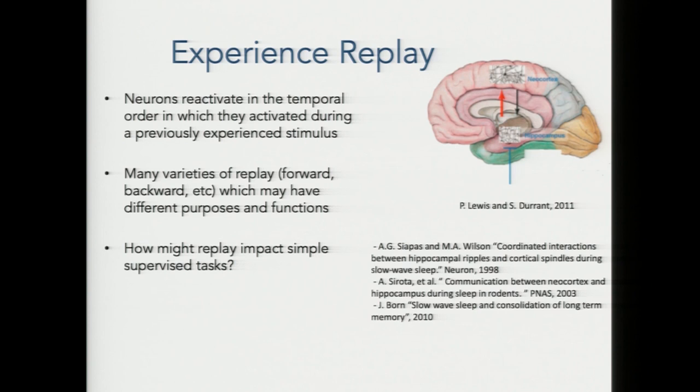It's faster, and goes faster than real time, but it's in the same order. And there are many varieties of this. So it turns out the mouse is running through the maze, you will see it replay in the exact sequence it experienced, but you also see things like, what if I went left here? What if I went right? So it can be prospective replay. And you also see replay that comes back from the goal. So there's a piece of cheese, you'll see replay in positions leading up to the cheese.